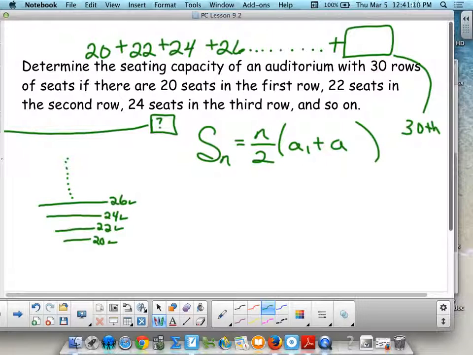I put the first 4 rows down. By the time I get to the 30th row, how many numbers were there? In my sequence, how many numbers am I adding up? 30. This is the first term, second, third, fourth. I keep going until I hit row 30. There are 30 terms, so this is what I want. I want the sum of the first 30 terms. Well, that'd be 30 over 2 times, first row had 20 seats. What did the 30th row have?